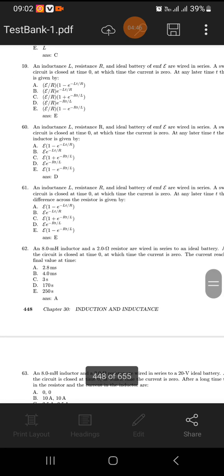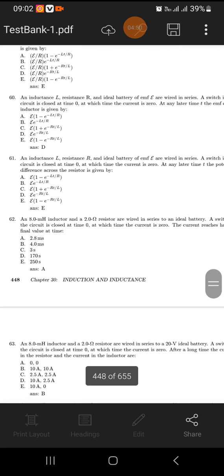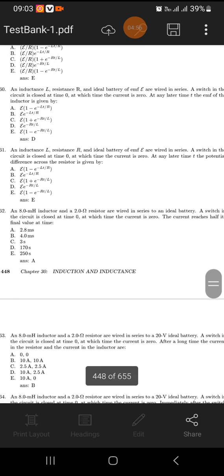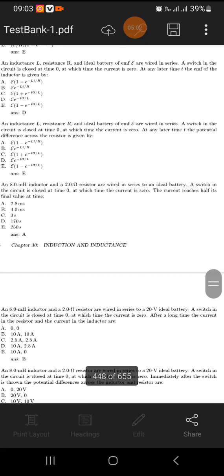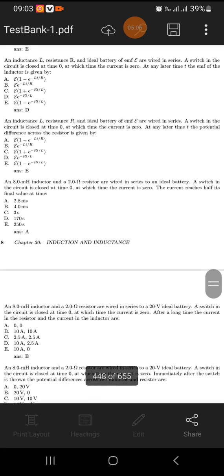Therefore an inductance L, resistance R, and an ideal battery of EMF E are wired in series. A switch in the circuit is closed at time t equals 0, at which time the current is 0. At any later time, the potential difference across the resistor is given by E. Yeah, I did that one.